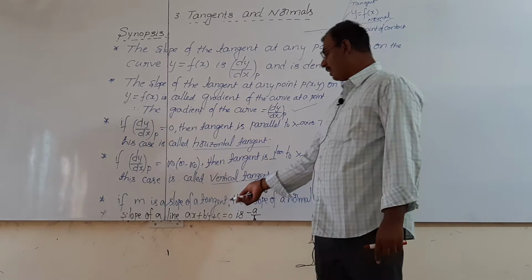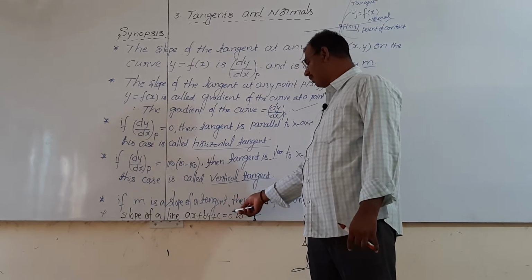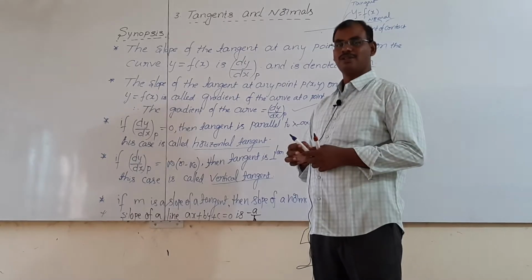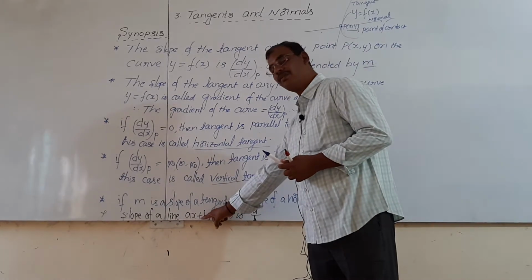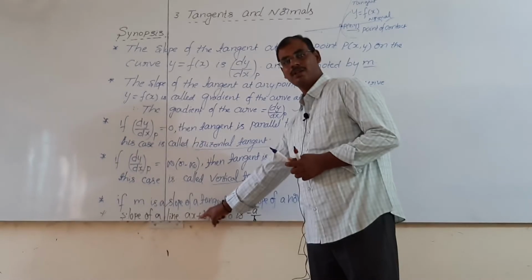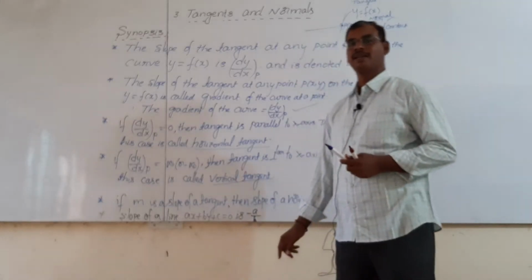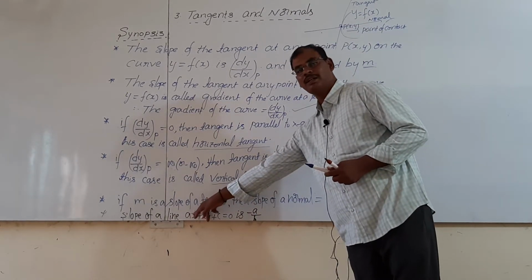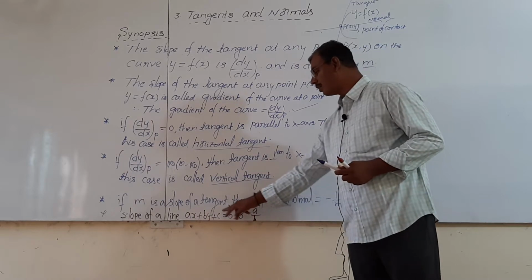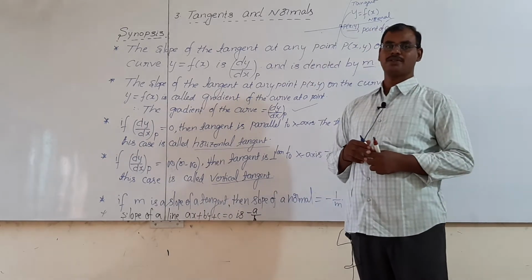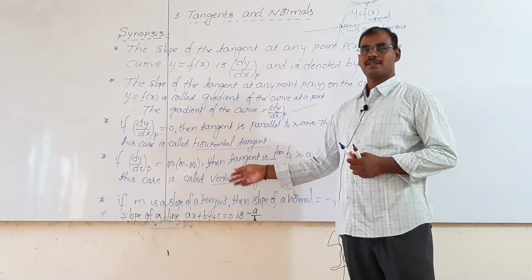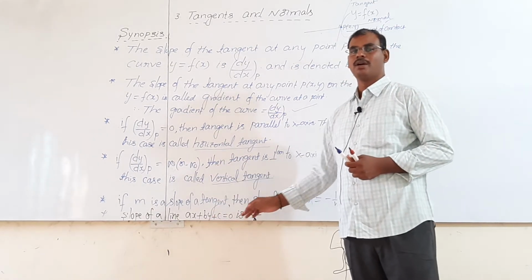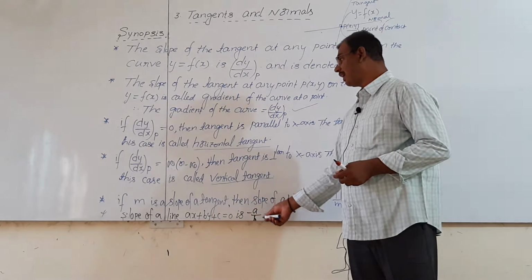Slope of a line ax plus by plus c is equal to 0. We studied this in the first PUC. What is the slope of a straight line? Minus x coefficient upon y coefficient, that is minus a divided by b.